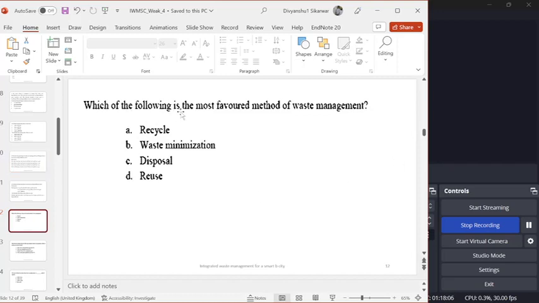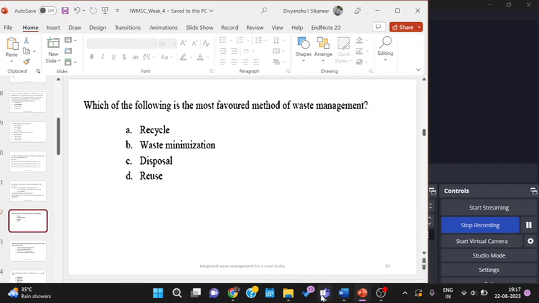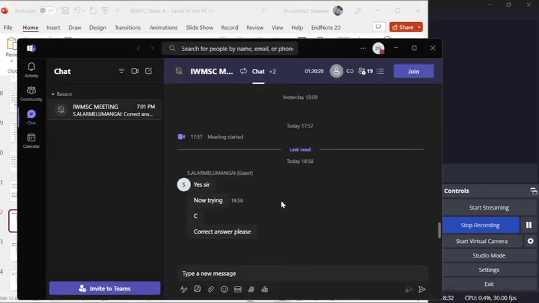The first question is, which of the following is the most favored method of waste management? This question is based on the fundamental principle of redirecting waste. You can answer the question in the chat, and we can go through the questions quickly.